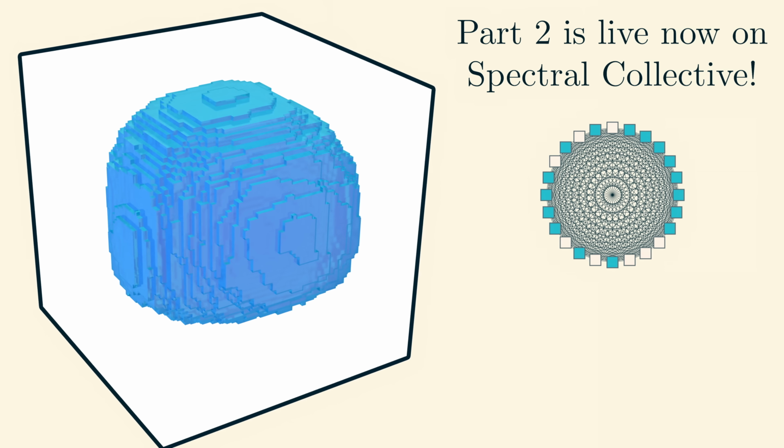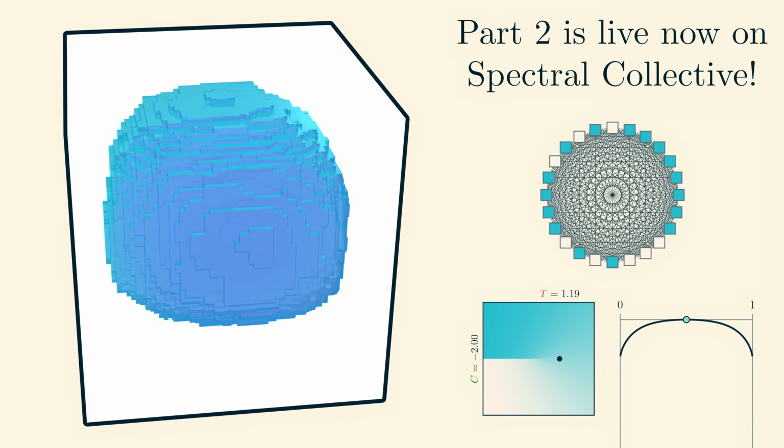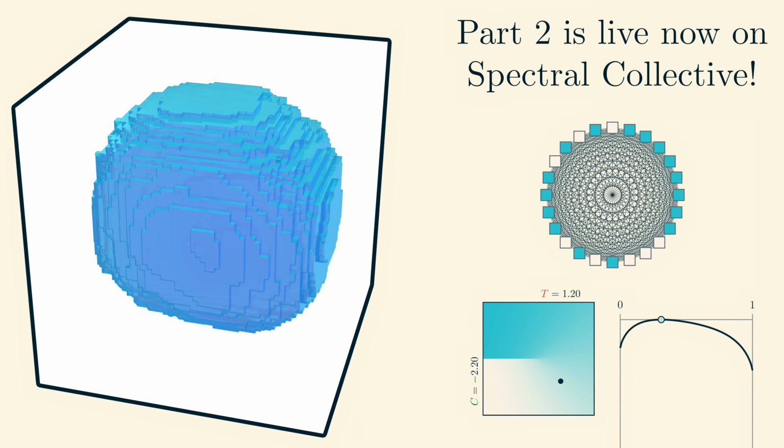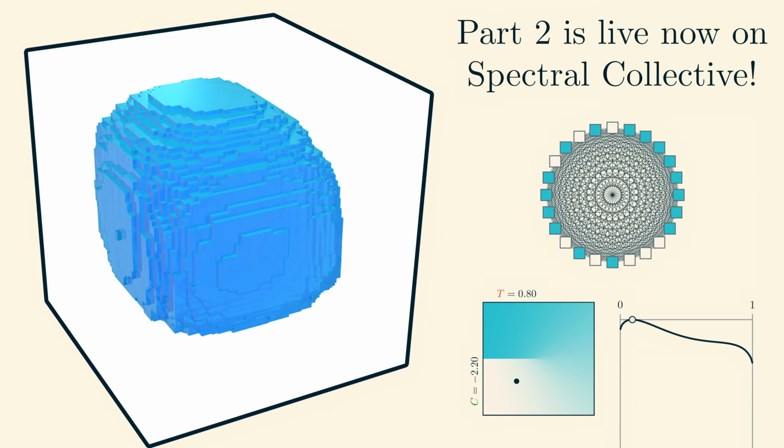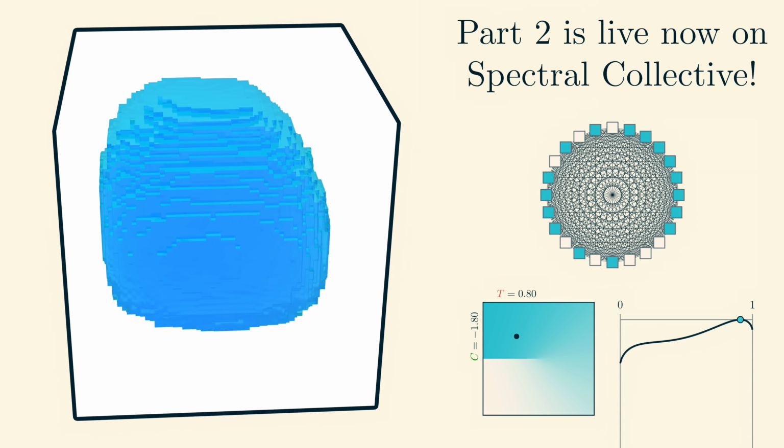I find the fact that we can do this without completely destroying the phase diagram really amazing, and in the second video we'll see exactly how the different phases arise and what makes a phase transition happen mathematically. I hope to see you there.